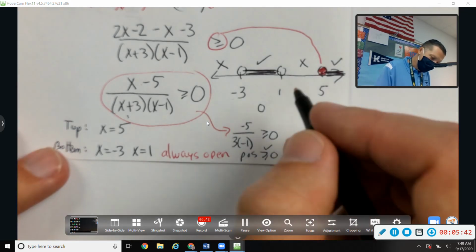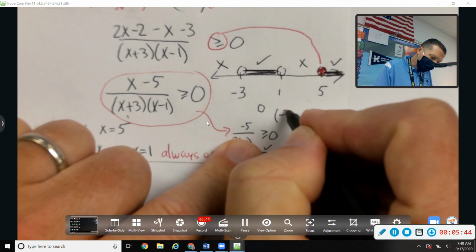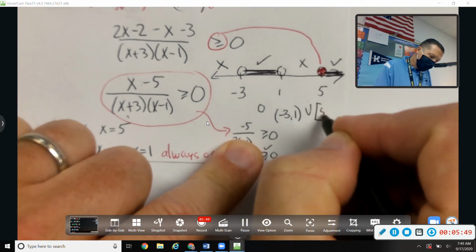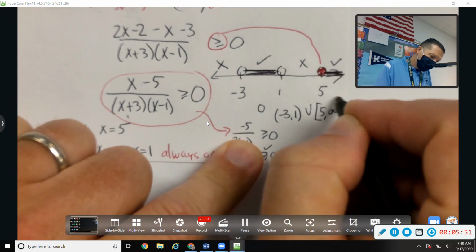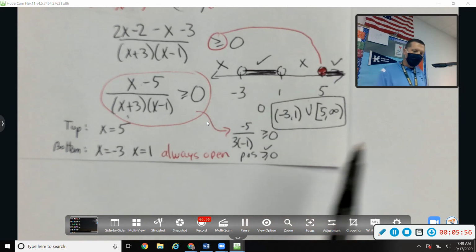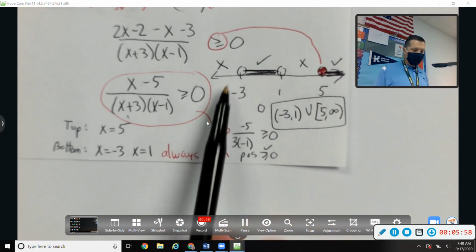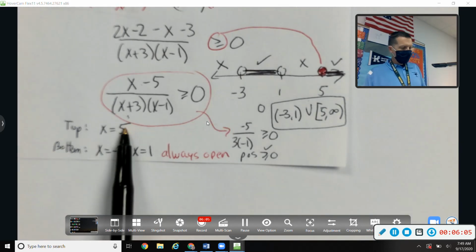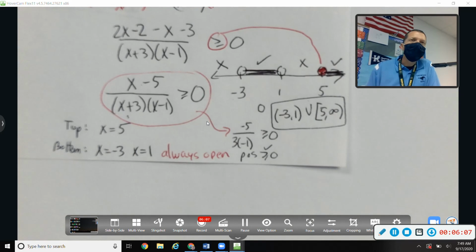Trust it. So my solutions go from -3 to 1, and then from 5 to infinity. And pay attention there, the -3 and the 1 have parentheses because they were open circles. The 5 has the bracket because it was a closed circle. So that's another problem where there's a lot of stuff going on, a lot of stuff you got to get right. But again, that's a test-inspired one, so hope that one makes sense to you.